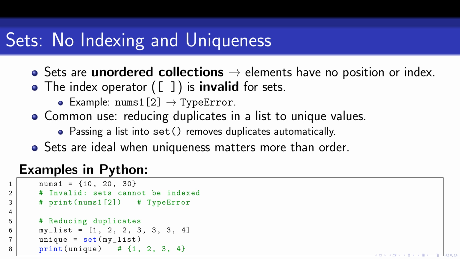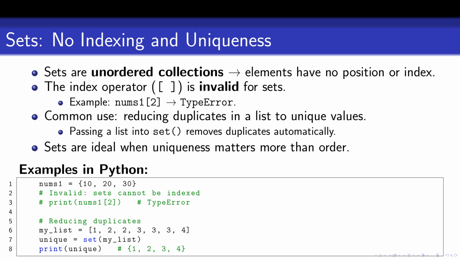Because sets are unordered, they do not support indexing like lists or tuples. Trying to use square brackets to retrieve an element by position will result in a runtime error. Instead, sets are most often used to reduce a collection with duplicates into one containing only unique values. For example, if you pass a list with repeated numbers into the set function, the duplicates are automatically removed, leaving only the unique values. On the slide, the examples illustrate both of these ideas.